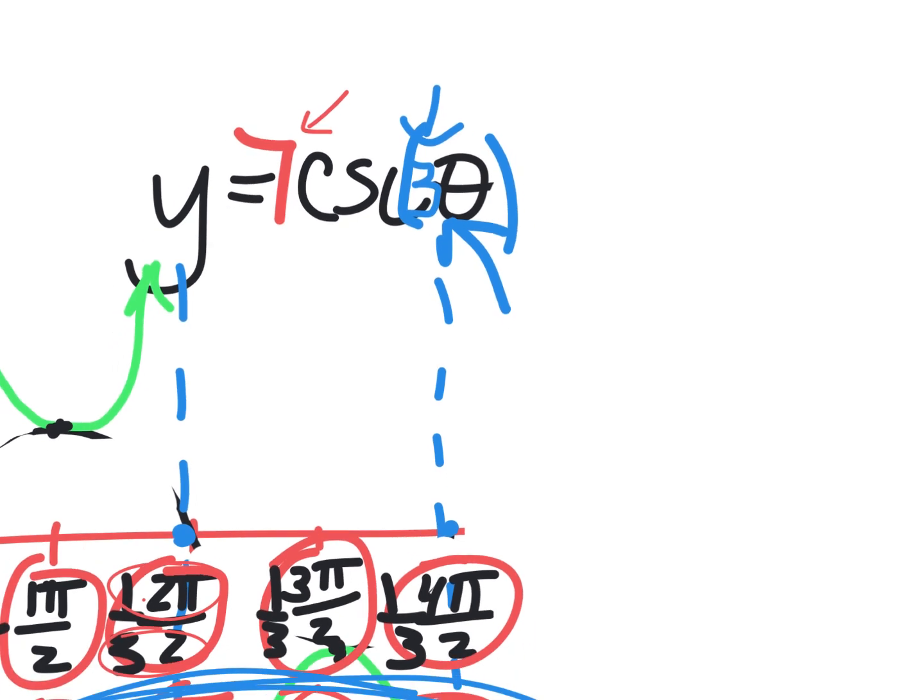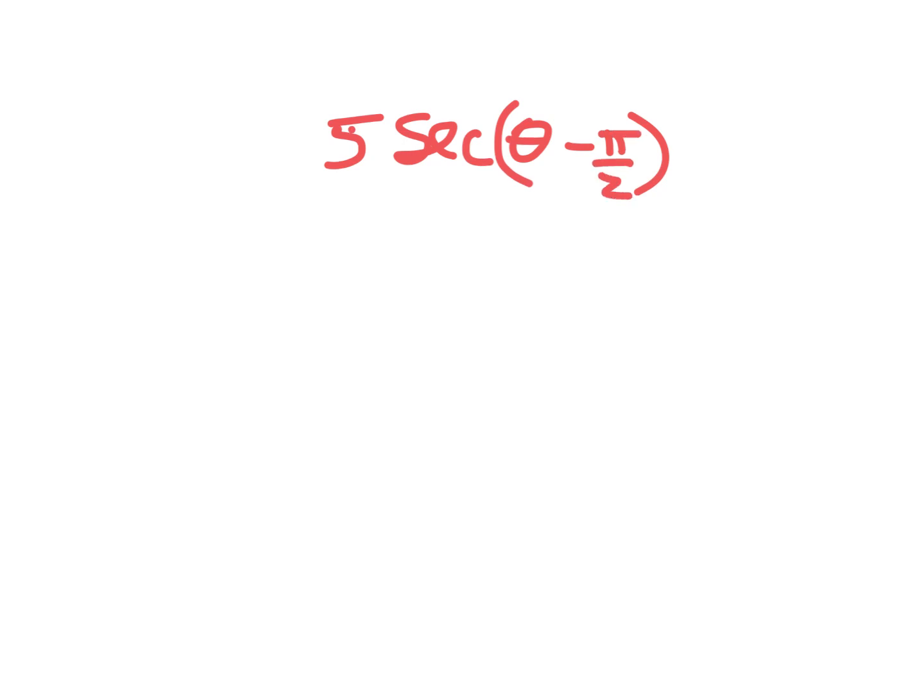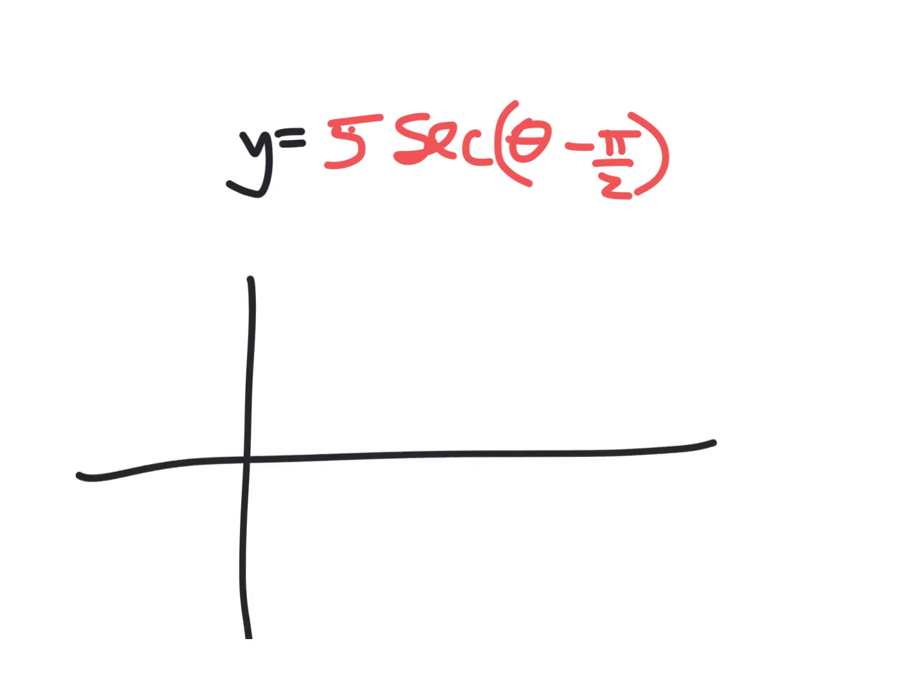All right, so let's see if you really got that. That was cosecant. The other one that you learned was secant, which rides on its sister's back. So let's make 5 secant of theta, but then we're going to shift it to the right pi over 2. Do this one thing at a time. Don't even start graphing secant. Graph the sister to secant, which is cosine.